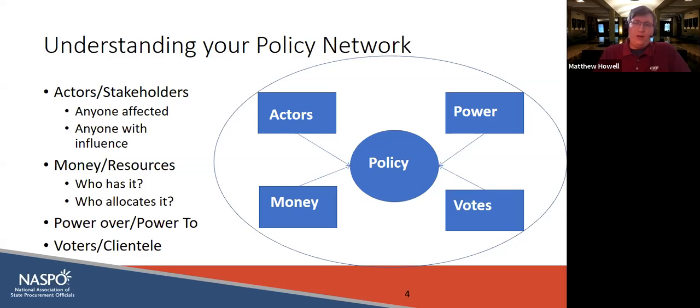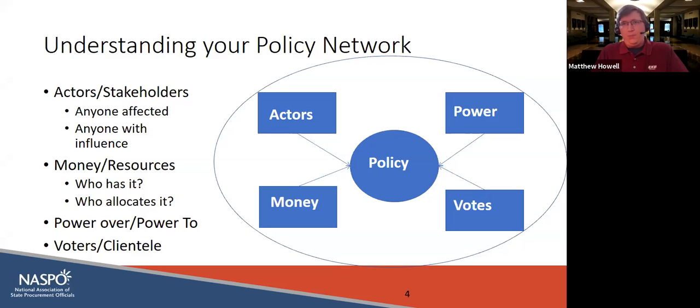Now, once you think about these four parts of the policy network, what you need to understand is how they work together and how they interact to make a policy happen, right? So that power and that money, those are held by actors. What do those actors do? Do those actors like you? Do those actors not like you? Do they have a reason to work with you? Do they have a reason to help you? You need to understand how you relate to the other people who are necessary to make a policy happen.